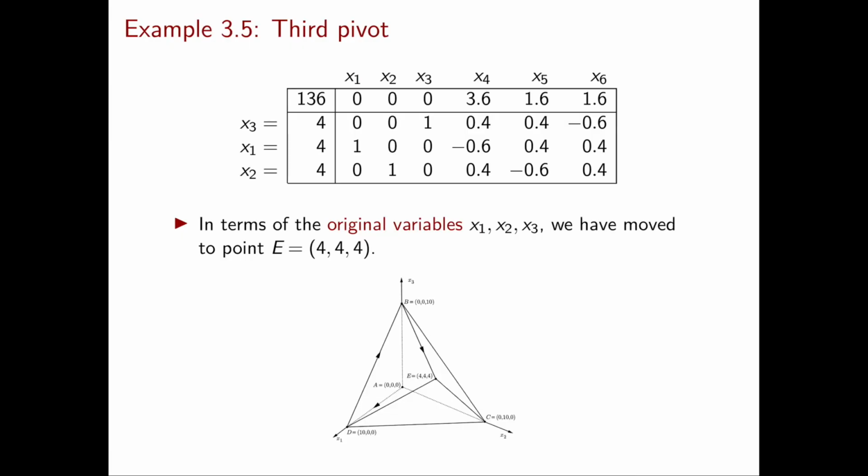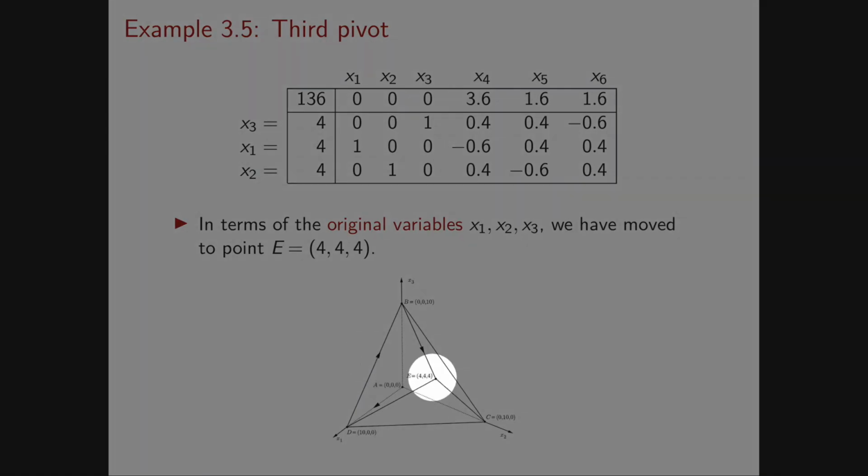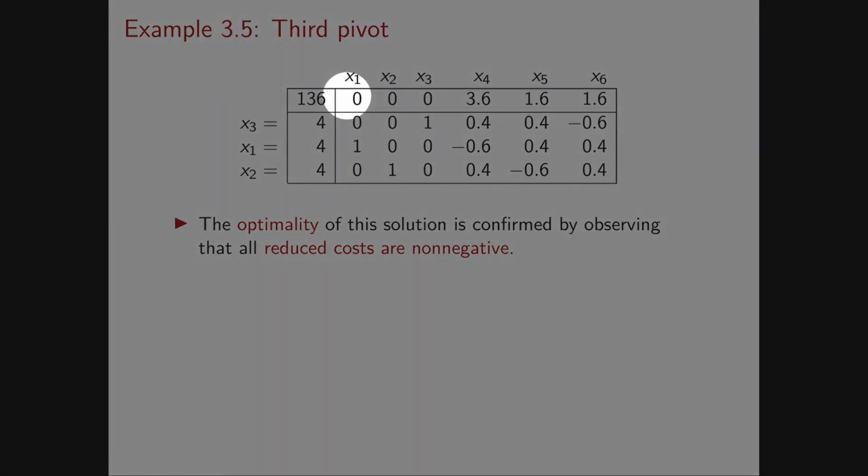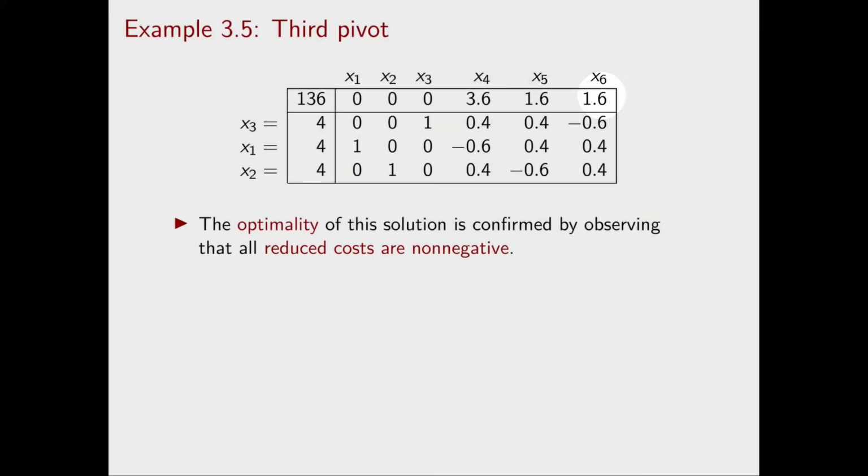In terms of the original variables, we are now at the point E equal to 4, 4, 4. From the picture, we know that the vector E is optimal. Of course, we can also understand the optimality of this basic feasible solution by looking at the tableau, because all the reduced costs are greater than or equal to 0. So the optimality conditions are satisfied and our simplex method terminates.